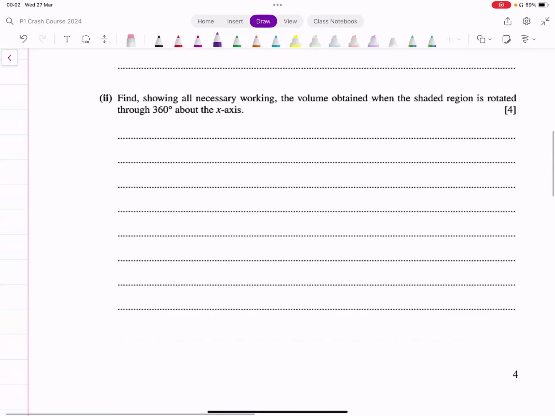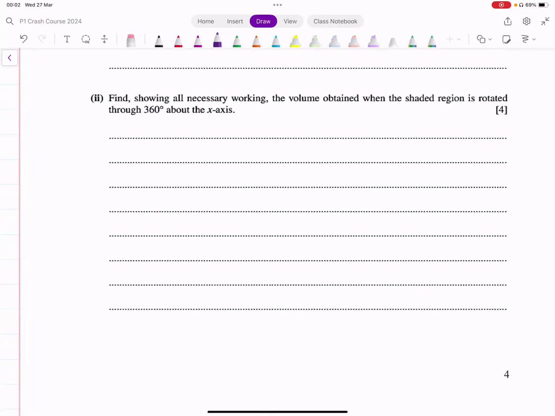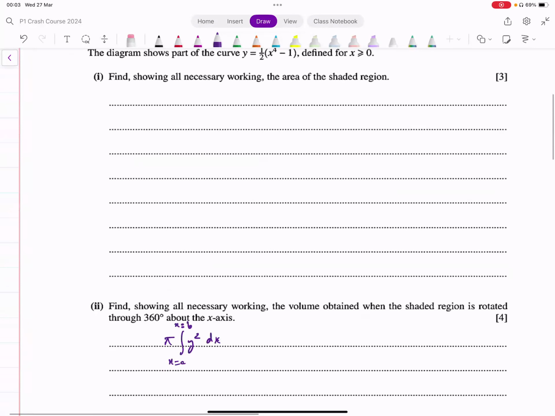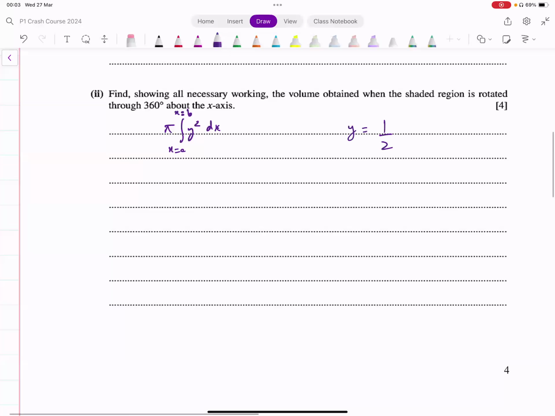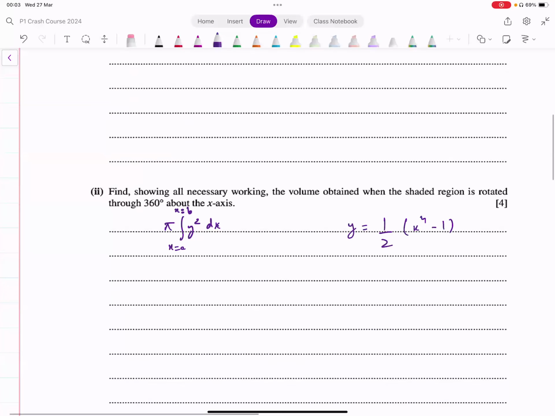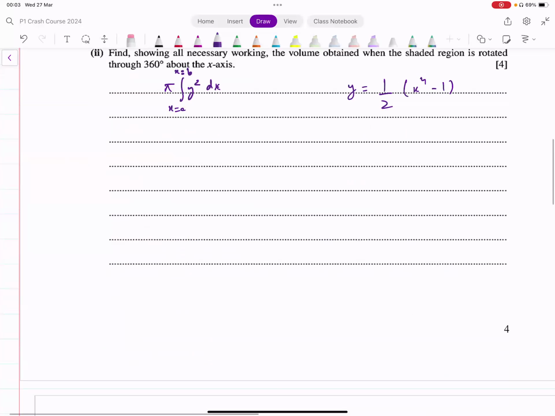You can try that. The second part requires you to find the volume obtained when the region is rotated 360 degrees about the x-axis. For this, you will be using this formula, pi y squared with respect to x, right? With limits of x. Since you want to rotate about the x-axis, y squared needs to be the subject. Now, if y squared is the subject, this is what the function is, 1 over 2 into x raised to the power 4 minus 1. Right, that's what the function is given. When you take y squared, that's going to be 1 over 4 into x raised to the power 4 minus 1 whole squared. Now, you cannot integrate it directly.